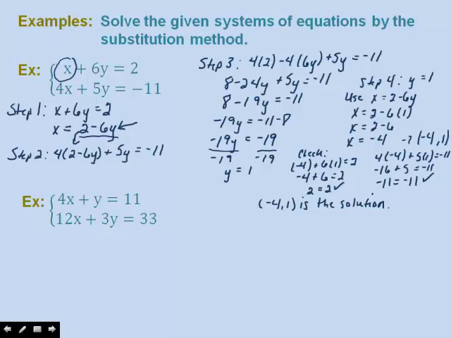Okay, let's do our second example. If we look at our two equations here, if you notice in this first one we have a y that doesn't have a coefficient. It actually has 1 as a coefficient, but that would be a very easy one to solve for. So if we take this one and solve it for y, that means all we have to do is subtract 4x from both sides. That gives us y equals 11 minus 4x.